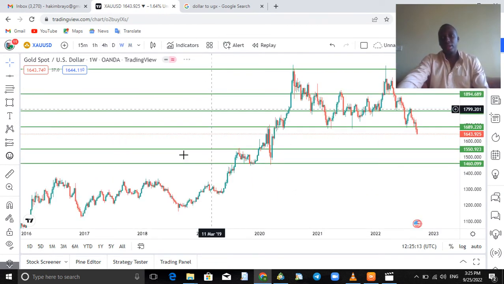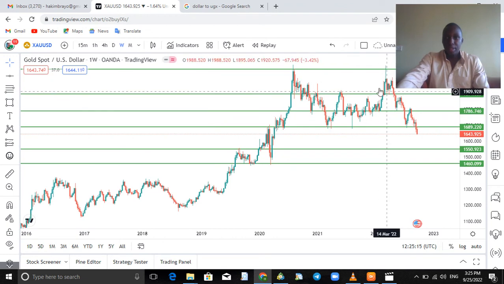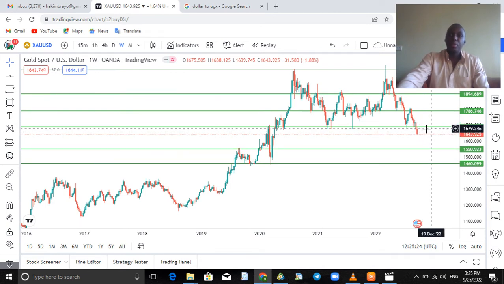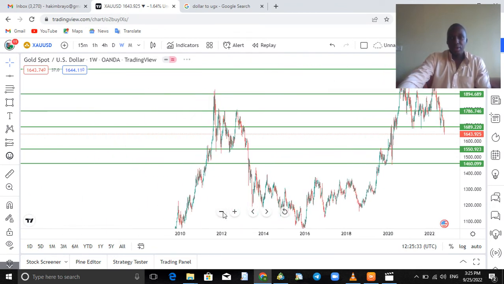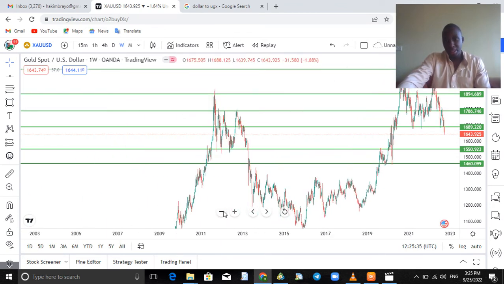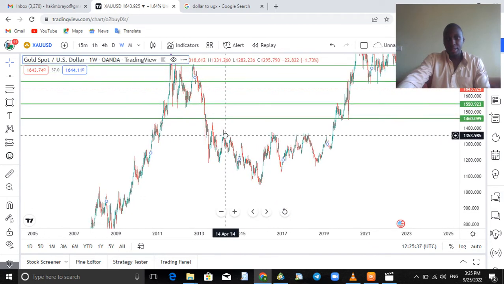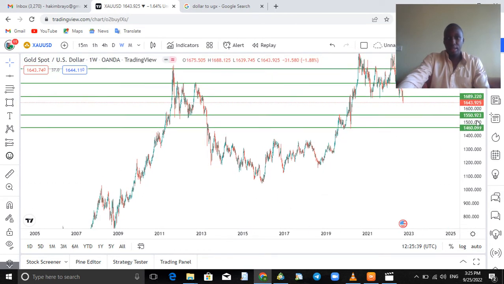When you come to the weekly time frame, you can see the market has been making lower lows, lower highs, lower lows, lower highs. Now the market might make a lower low before making a retracement to make a lower high, either to break this channel and buy, or to continue down selling. Now when you zoom in, you can clearly see that gold by all means is heading to the downside.